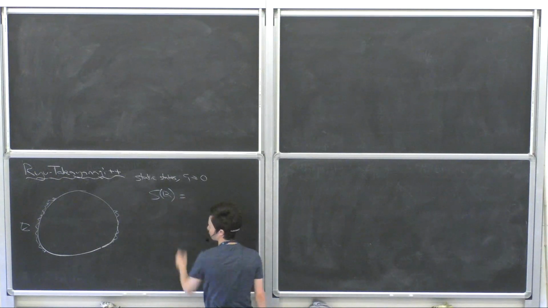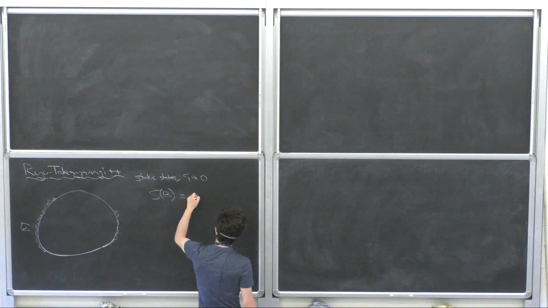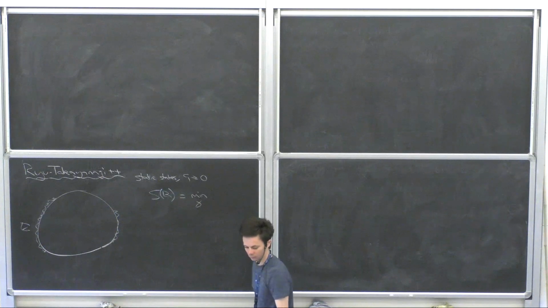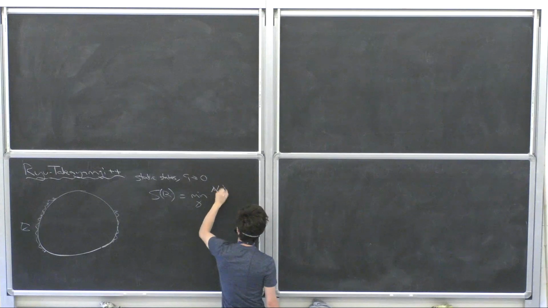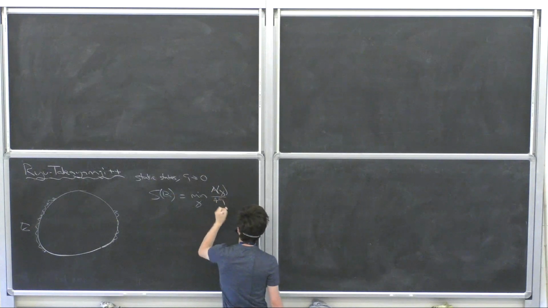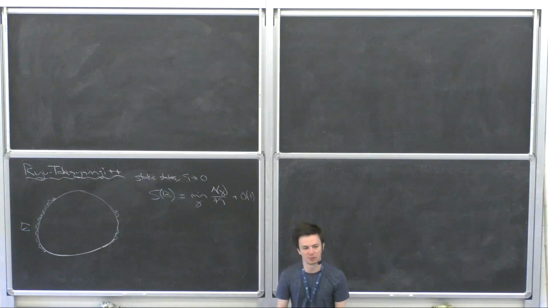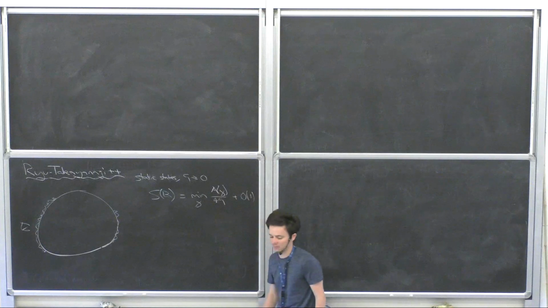They argued that this entanglement entropy is given by the minimum over all surfaces gamma of the area of the surface gamma over 4G, plus a correction that's meant to be of size order 1. So this is the leading order term in an expansion in G.